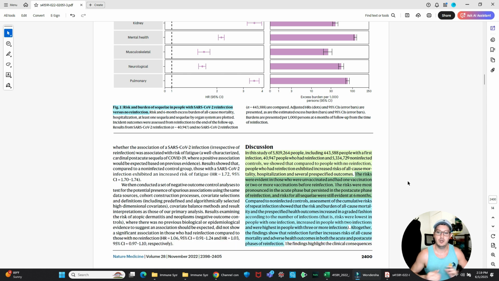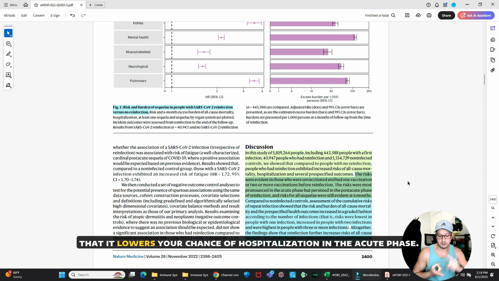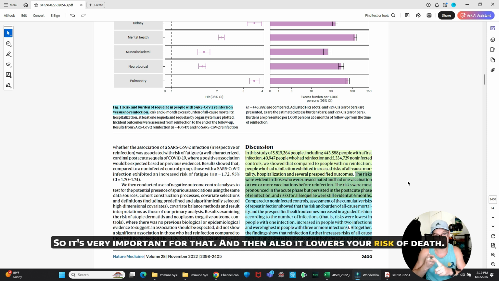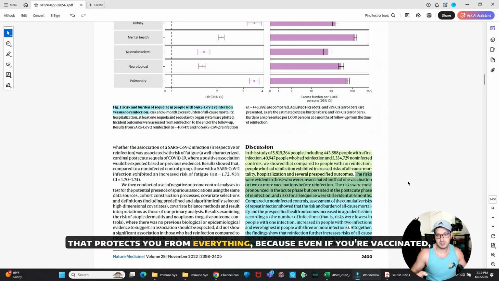Absolutely not. Because we have seen in tons and tons of data that it lowers your chance of hospitalization in the acute phase. So, it's very important for that. And then also, it lowers your risk of death. And then also, it reduces the risk of long COVID. But it doesn't mean that they're this sort of blanket shield that protects you from everything, because even if you're vaccinated, if you keep getting reinfected, you're still going to have these worse health outcomes than if you had never been infected with COVID in the first place.